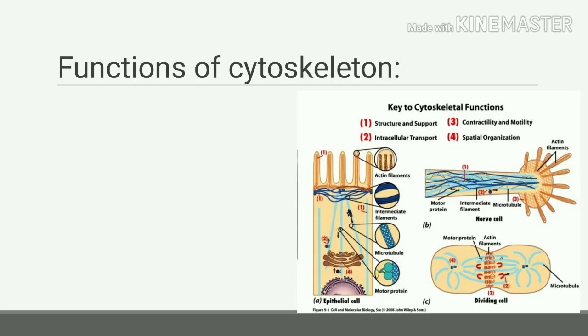So now, functions of the cytoskeleton, we are enumerating them. Here in the diagram you can see: one, it is important for structural strength, it provides support. It is also important for the intracellular transport of substances. It is also important for the contractility of the cell, for motility, and also for spatial organization.